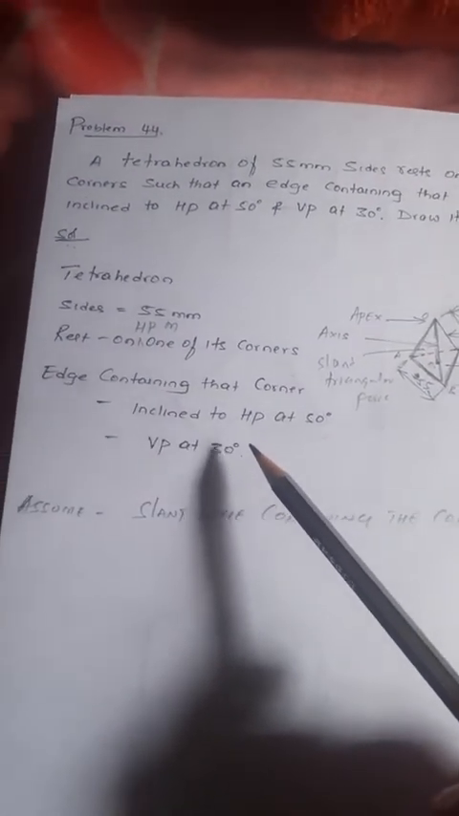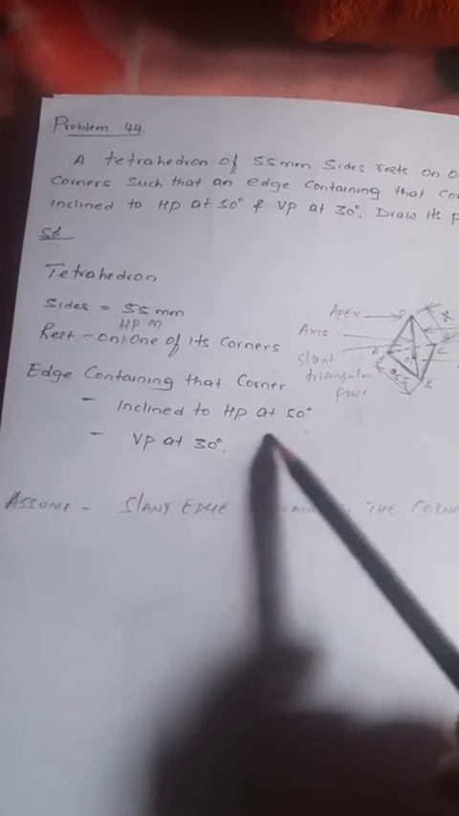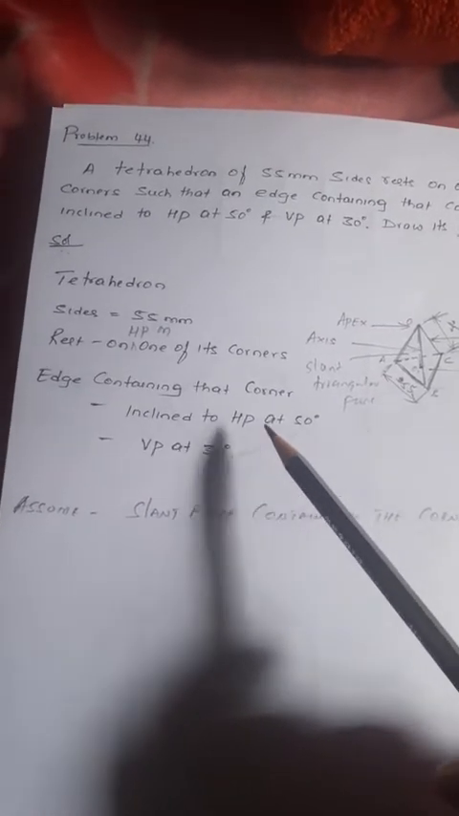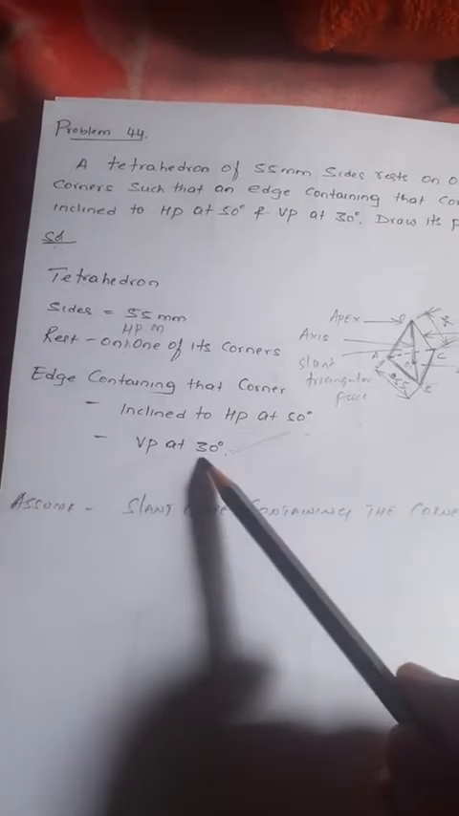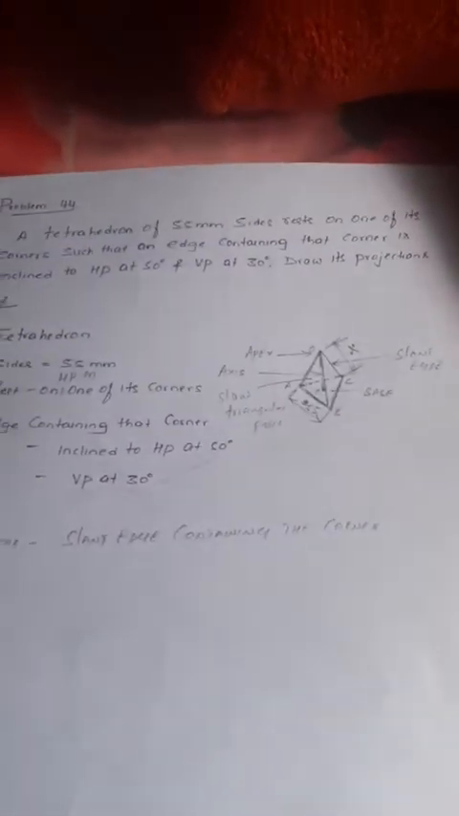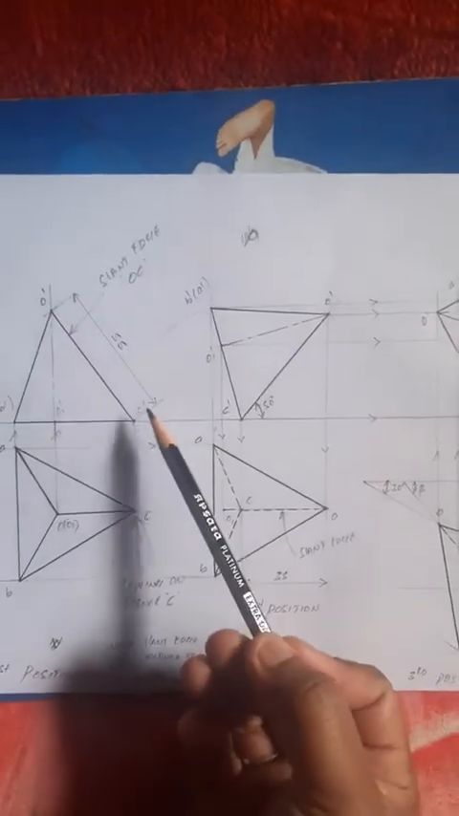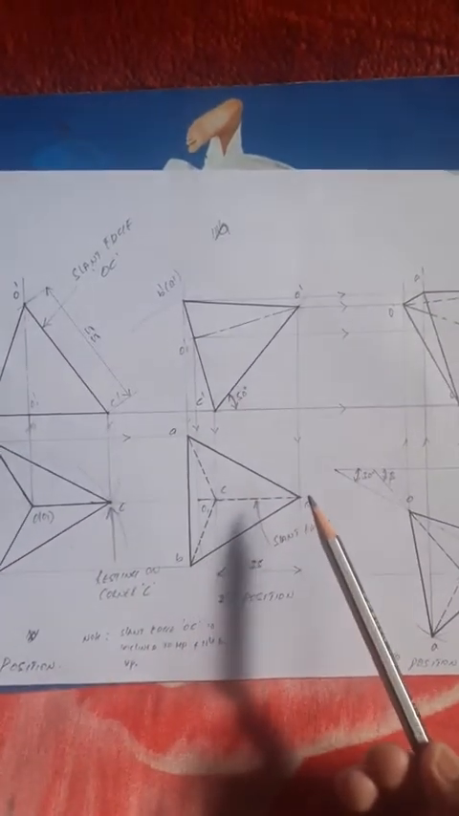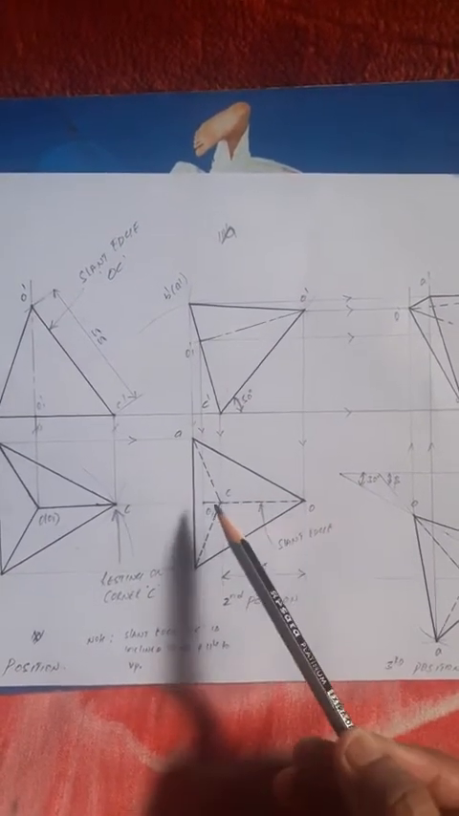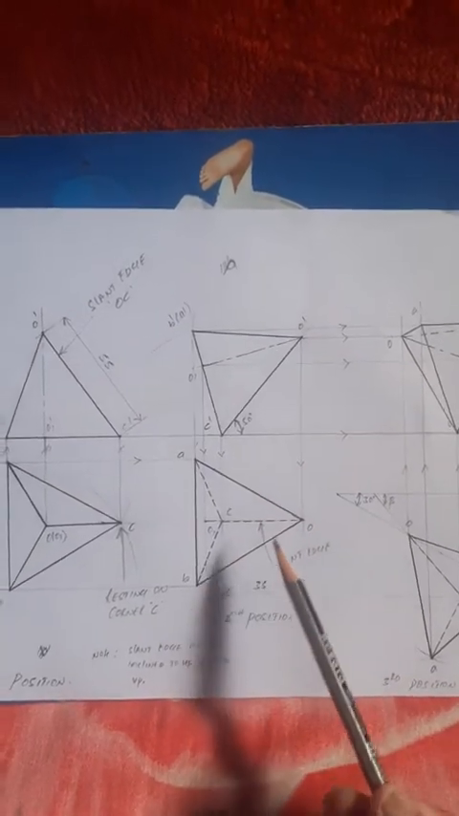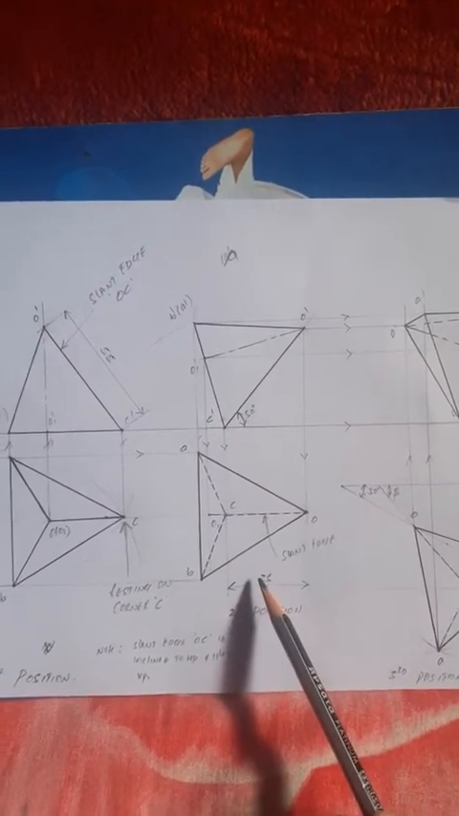Now what is the next condition? Again, this edge containing that corner, resting corner, is inclined to VP at 30 degree. What are the dimensions given in VP that I want to show in HP? Now tell me whether the edge changes its length or remains same. Which is the slant edge? Here the slant edge is 55 mm. Here the slant edge in top view is OC, how much? 35 mm. Now it is reduced length, right? Now which method is it, normal or beta method?